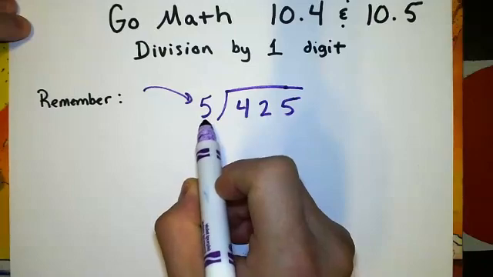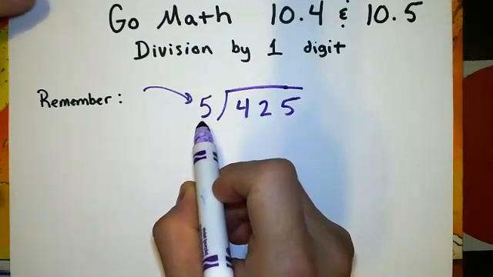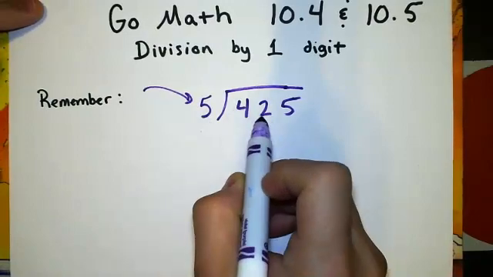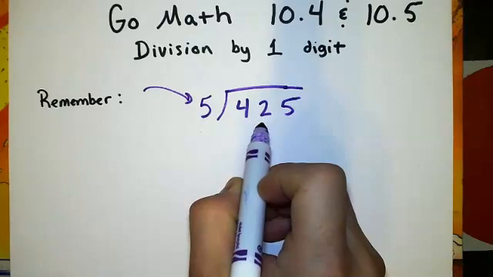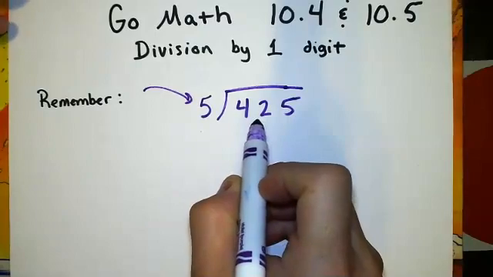Now remember this digit right here, because this number is being divided by 5, this thing is called the divisor. He's the one that's actually doing the dividing. You're making groups of 5. You're trying to figure out how many groups of 5 it's going to be to get to 425. So basically what we're saying is how many 5s are in 425.